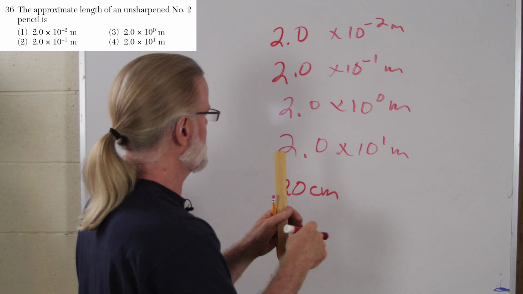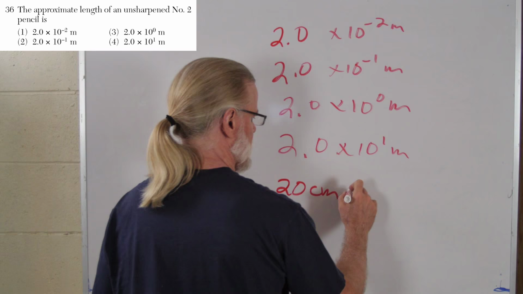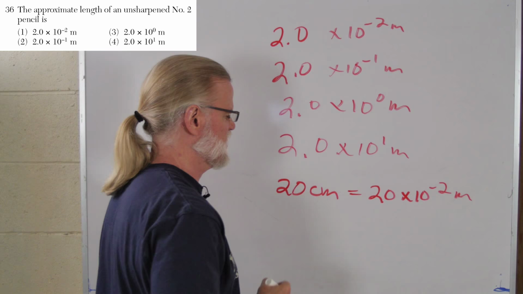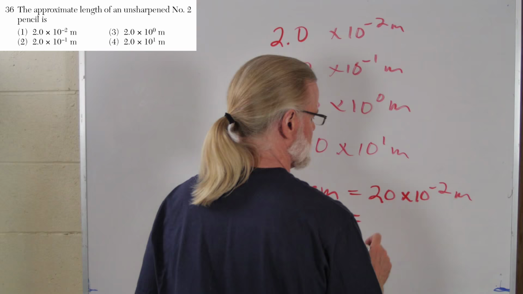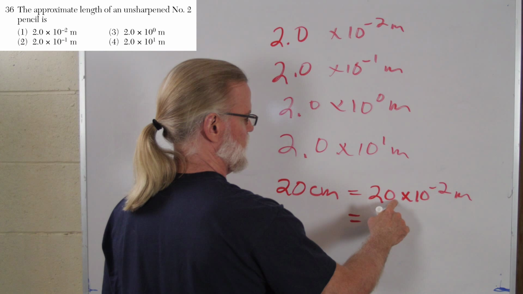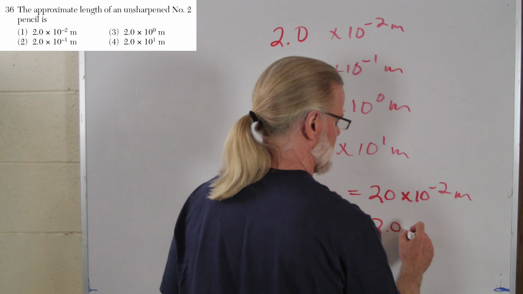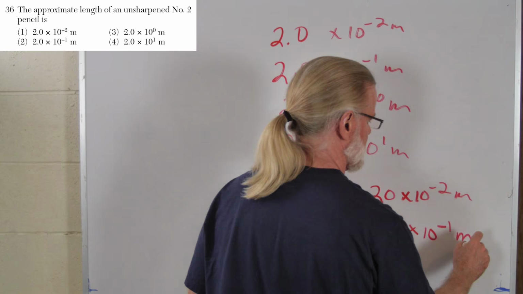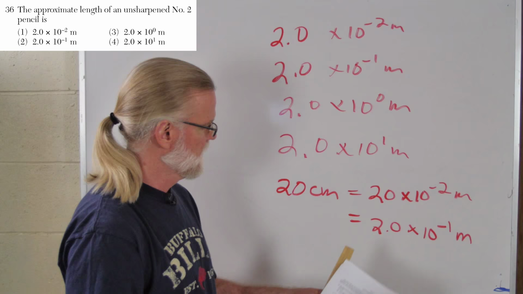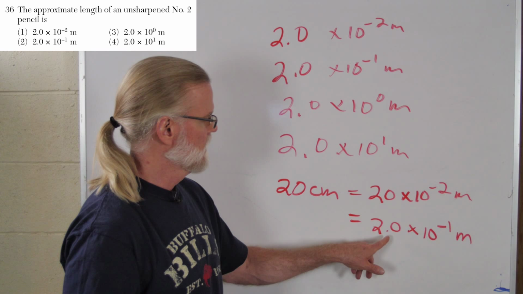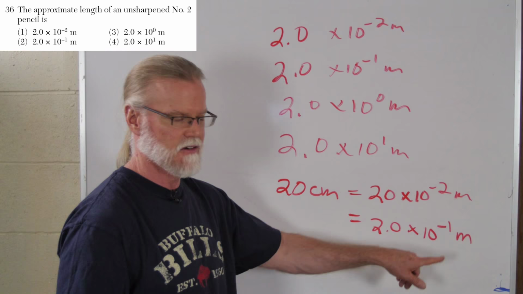So let's take a look at what centi is. Centi is 10 to the minus 2 meters. All right, 10 to the minus 2 meters. And if we wanted to make this 2.0, I moved the decimal point one place here. I made this smaller, I have to make this bigger. So this is going to be negative 1. 10 to the negative 1 is 10 times bigger than 10 times 10 to the negative 2. So I made this one smaller by a factor of 10, and I made this larger by a factor of 10, and so this would be the answer.